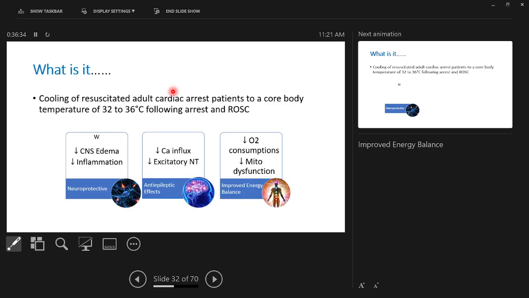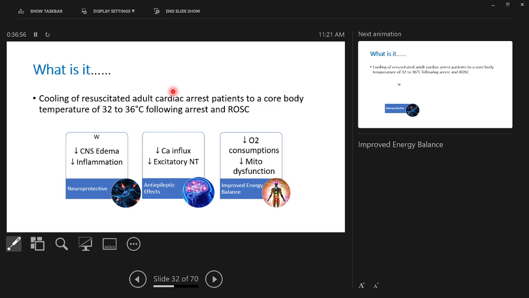This is the process of cooling a resuscitated adult cardiac arrest patient to a core body temperature of 32 to 36 degrees Celsius following ROSC. How does it act? It mostly acts as a neuroprotective agent, it has an anti-epileptic effect, and it improves the energy balance. How does it act as a neuroprotective agent? It decreases the CNS edema and decreases the inflammation due to the hypothermia.